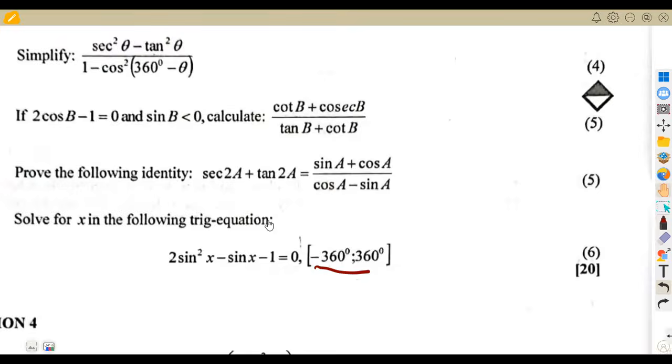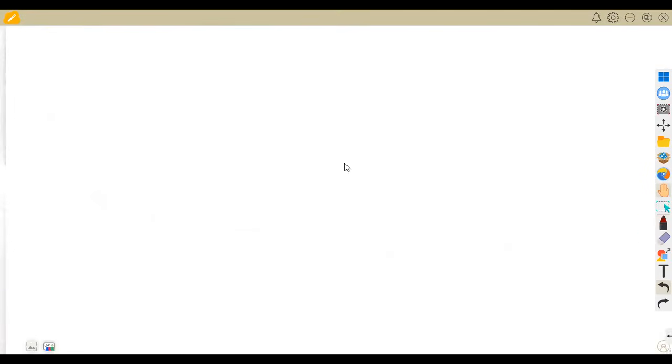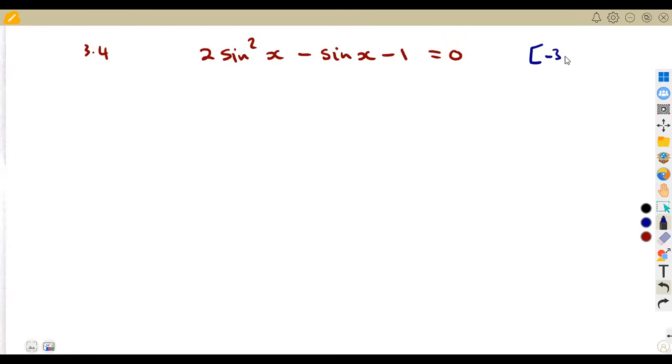So we are given the equation 2 sine squared of x minus the sine of x minus 1 is equal to 0. And our interval is taken from negative 360 degrees to positive 360 degrees, which is our theta, which is our x in this case.